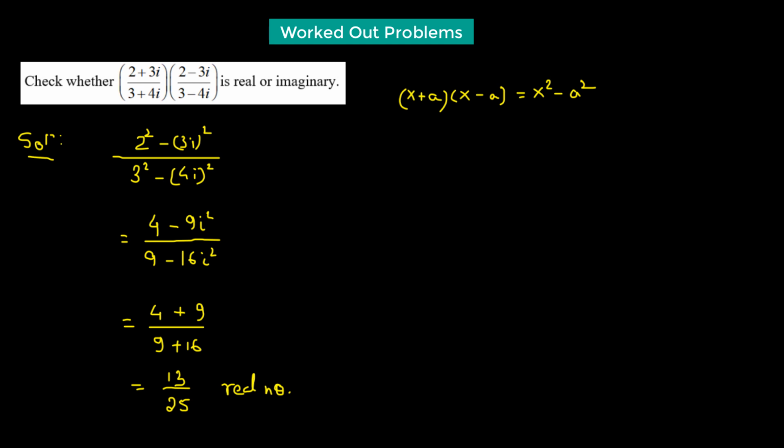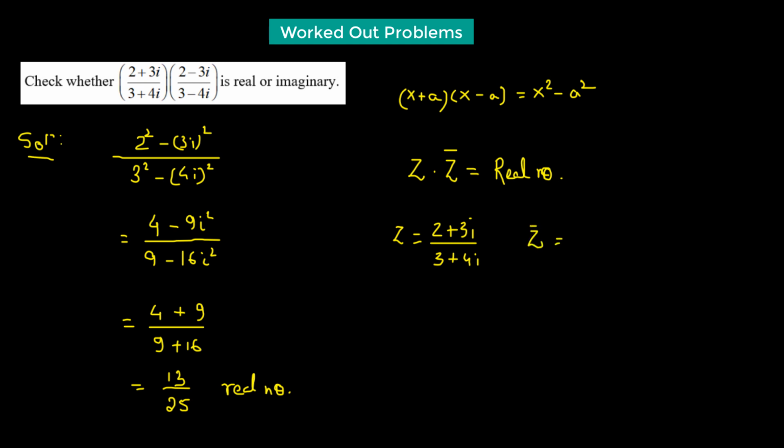Now, anyways, without even solving, we could have found out if the given product is real or imaginary. If we use the property that given a complex number z, which when multiplied to its complex conjugate always yields a real number. Now that's because the first complex number 2 plus 3i over 3 plus 4i is the complex conjugate of the other complex number.